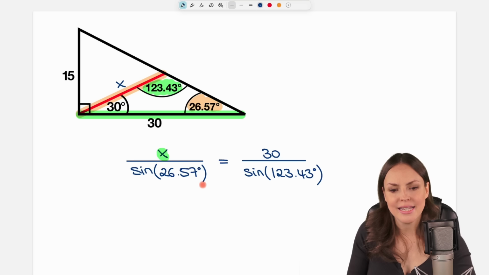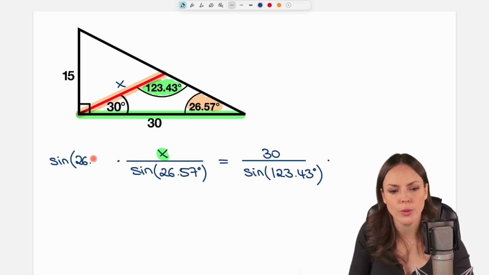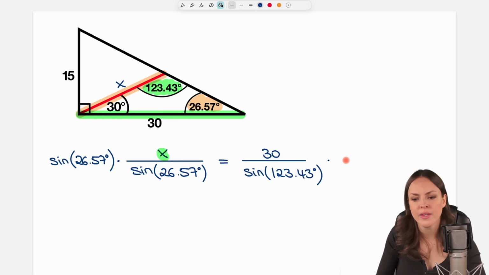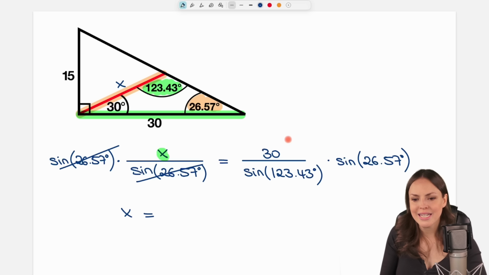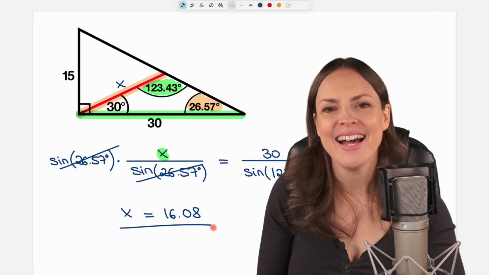And now we only have to solve this equation for x. We want to get rid of this sine expression here, so let's multiply both sides of the equation by sine of 26.57 degrees here, and the same thing on the other side, so that here it cancels out and only x is left. And on the other side, we can type all of this into our calculator and get a result of 16.08 for our x.